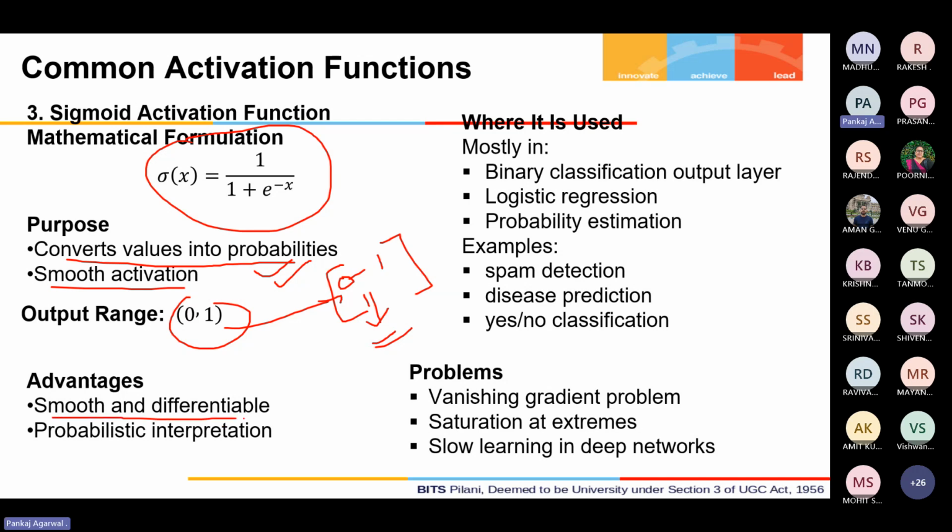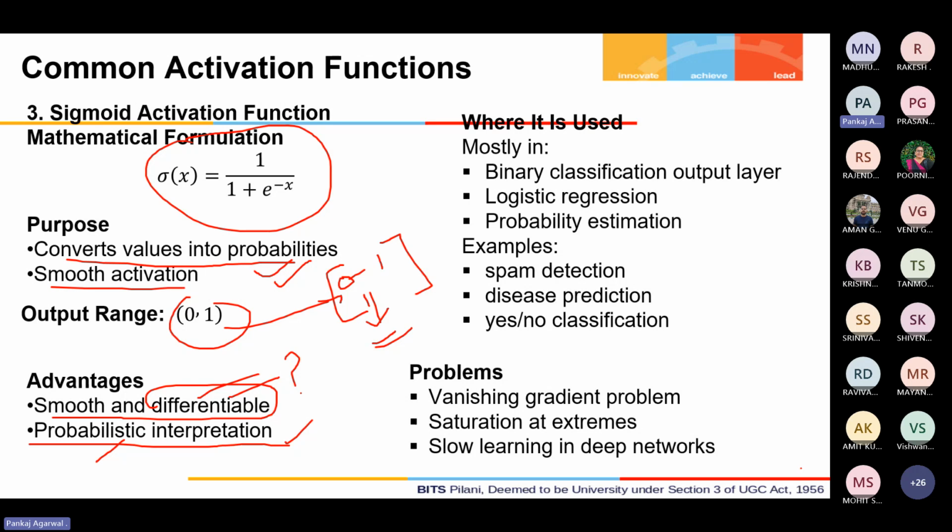So they are smooth and differentiable. I'm still holding this question back: why do I need differentiable functions? Their probabilistic interpretation is also possible, there is a possibility to link it with the probabilistic interpretation. So they are again very useful in binary classification, logistic regression, as I told you, and probability estimation. There are many examples that we solve which require binary classification, like spam detection, disease prediction, many things.